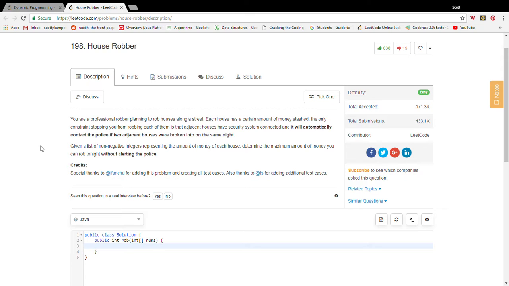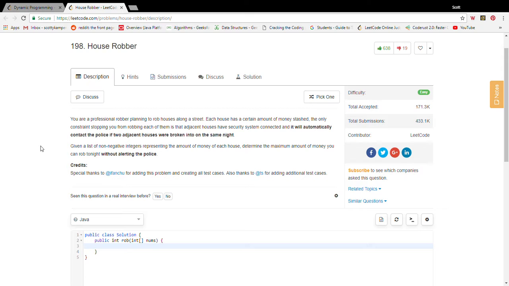Well, when we're standing at the beginning of this street, we have two options. We can rob the first house, which means we cannot rob the second house. Or we can skip the first house and go rob the second house. So we can start to see what the recurrence will look like from that definition right there.